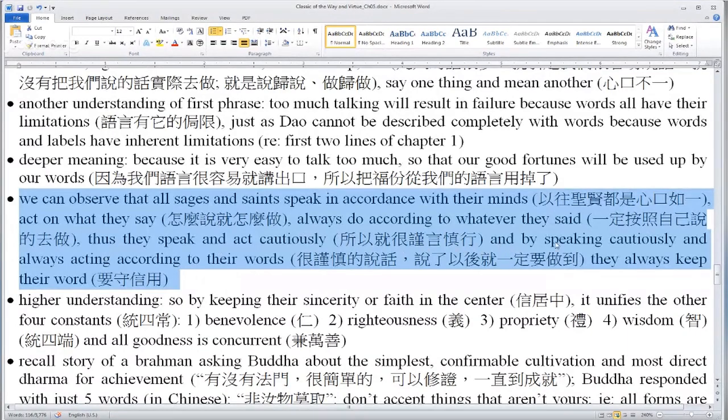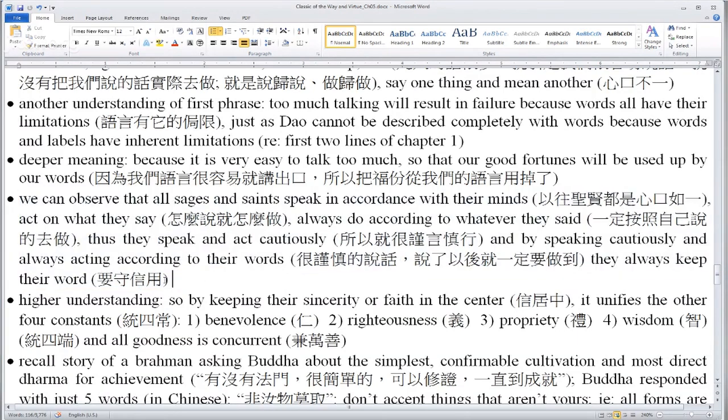By speaking cautiously and always acting according to the word, 很谨慎的说话，就说了以后就一定要做到。They always keep their word. 要守信用. The modern meaning is that they keep their word, they have credibility, they follow up on what they say, they act on what they say.